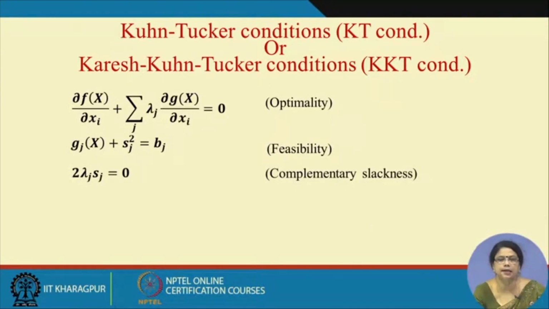The first set is the first order derivative of the Lagrange function with respect to the decision variables. We are getting the optimality conditions. Now, differentiating with respect to the KKT multiplier, we will get the feasibility condition, and if we differentiate L with respect to the slack variables s_j, we will get the complementary slackness condition.